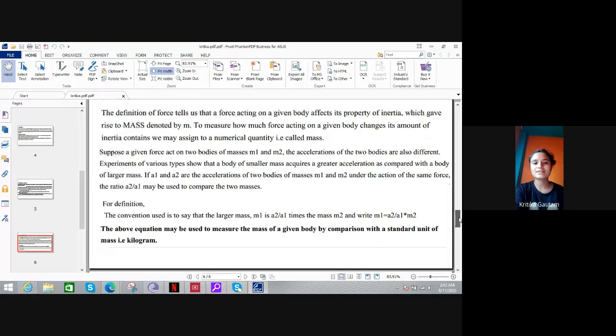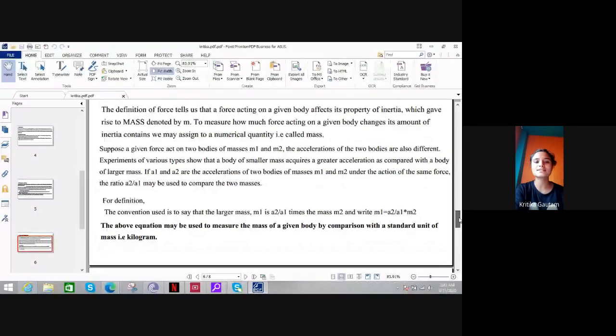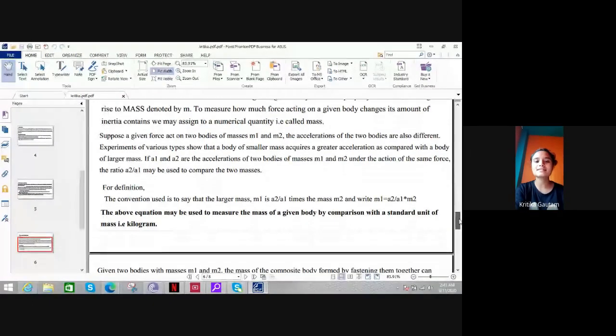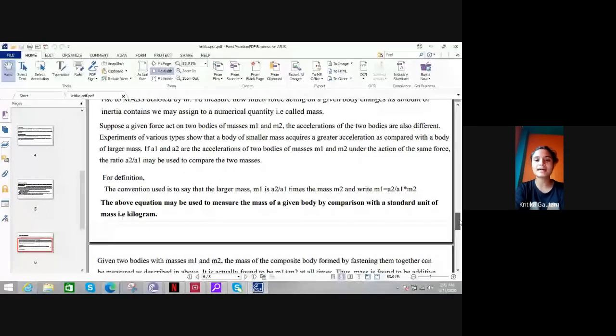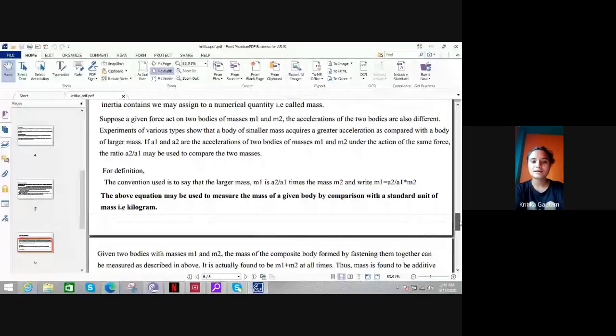For definition, the convention used is to say that the mass m1 is A2 upon A1 times the mass m2, and write m1 equals A2 upon A1 into m2. The above equation may be used to measure the mass of a given body by comparison with a standard unit of mass, that is the kilogram.